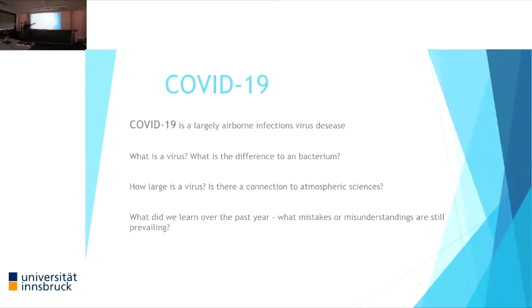Now, how large is the virus? I already said it's about 30 to 300 nanometers. The current SARS-CoV-2 virus is about 120 nanometers in diameter. And so are there connections to atmospheric science as well?